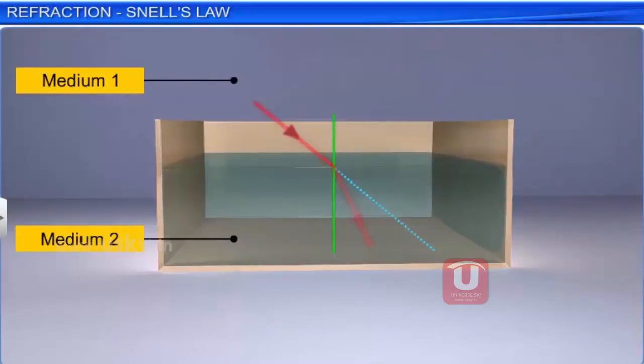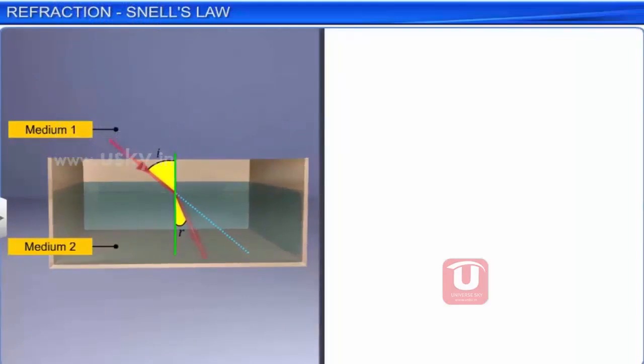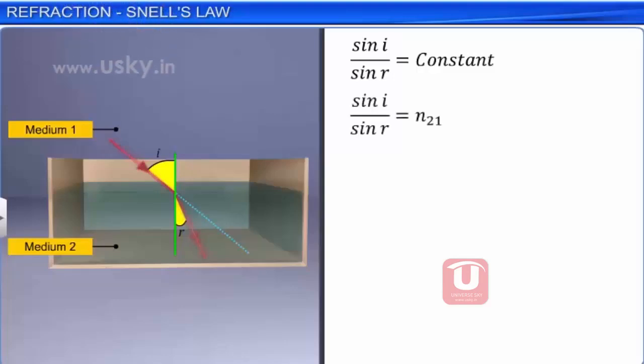is a constant. This can be written as sin i by sin r is constant and is known as Snell's law. The constant in this equation is called the refractive index of the second medium with respect to the first medium, and is denoted by n21. n21 is a characteristic of the pair of media for a given wavelength of light and is equal to the ratio of the speed of light in medium 1, v1, to the speed of light in medium 2, v2. Let this be equation 2.